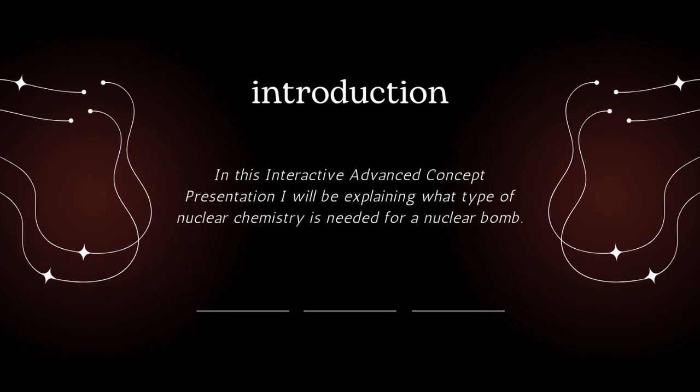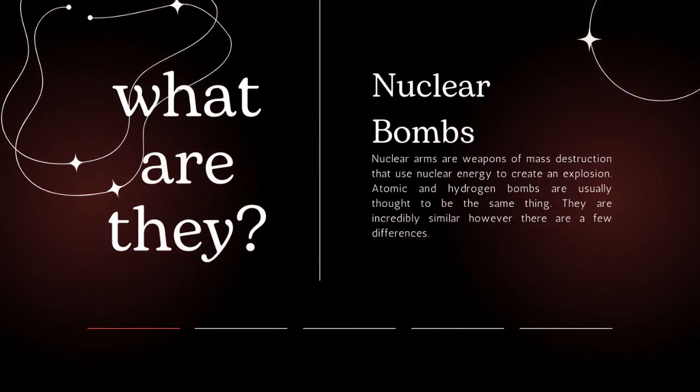In this interactive advanced concept presentation, I'll be explaining what type of nuclear chemistry is needed for a nuclear bomb. What are nuclear bombs? Nuclear arms are weapons of mass destruction that use nuclear energy to create an explosion. Atomic and hydrogen bombs are usually thought to be the same thing. They are incredibly similar, however, there are a few differences.